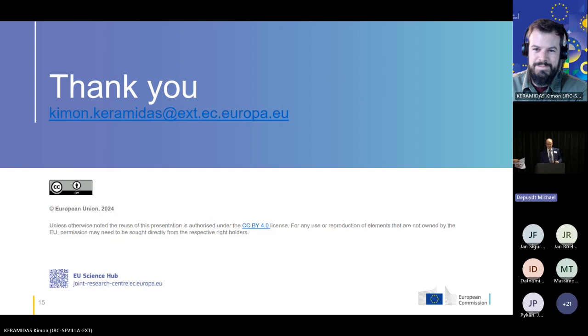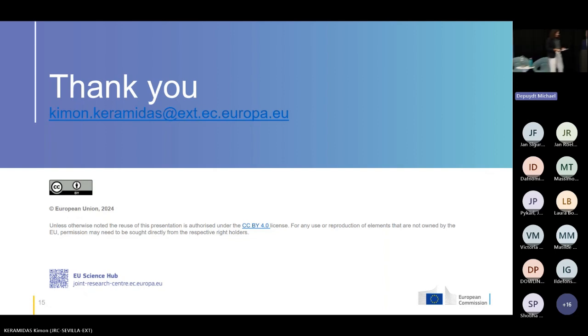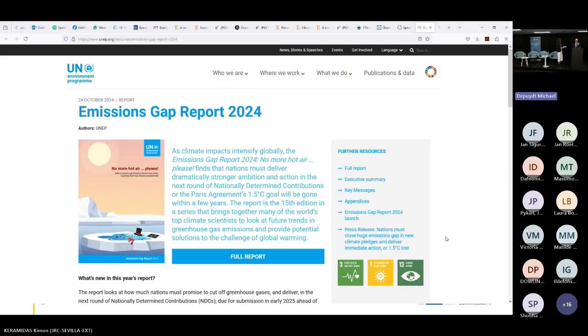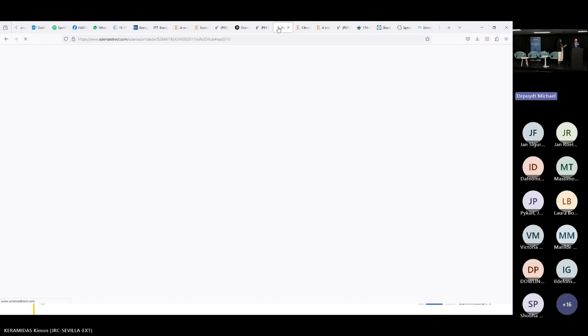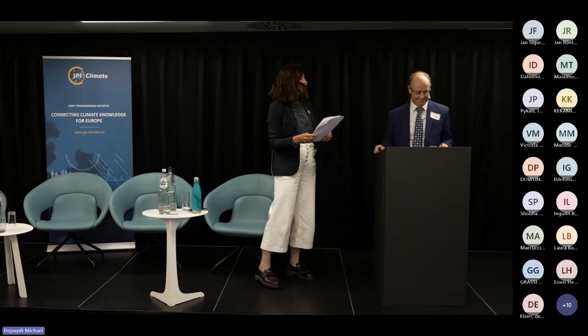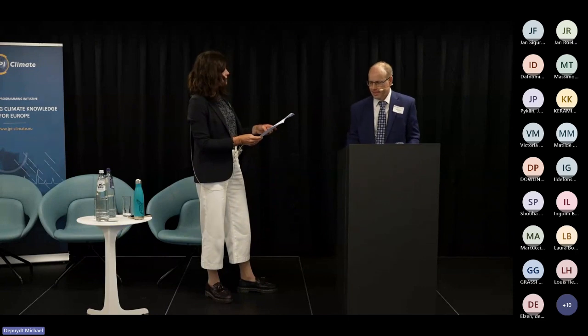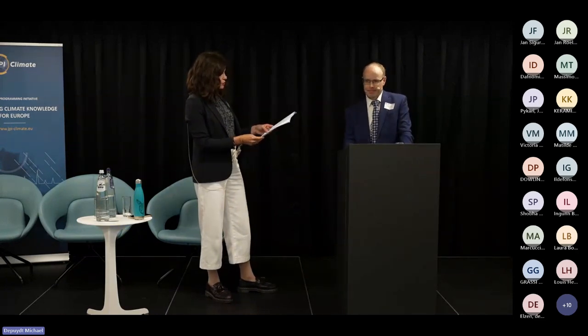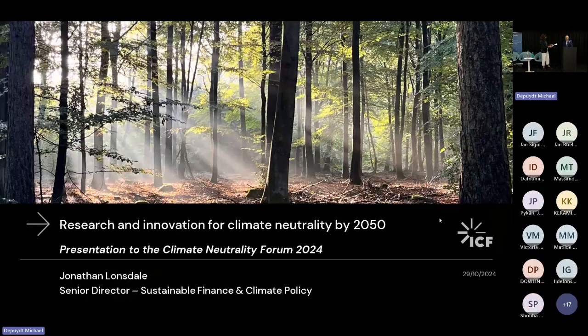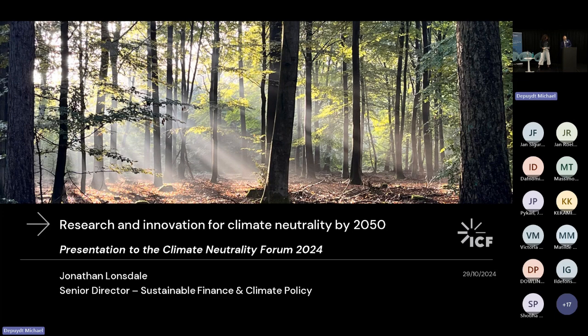So our next speaker, we hear a presentation from Jonathan Lonsdale. Jonathan is a Senior Consulting Director at ICF and specialized in European sustainable finance and climate policy, climate neutral innovation and competitiveness. He's also an expert on sustainable finance and climate policy and works as an advisor for the European Commission. And I think the work is related to this that you will present. Thank you. Over to you, Jonathan.